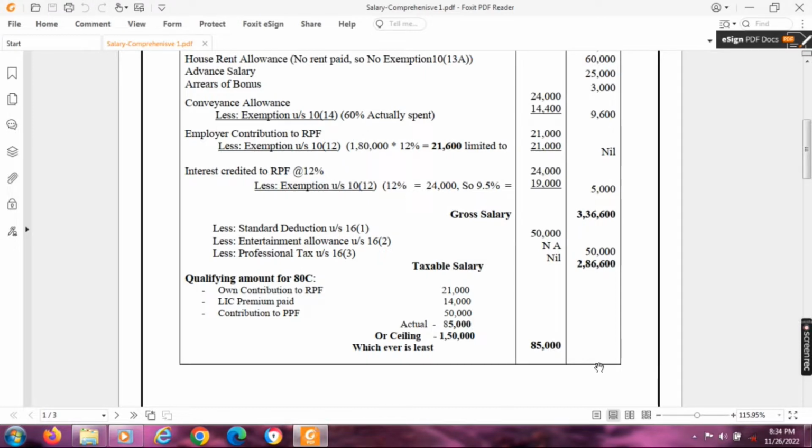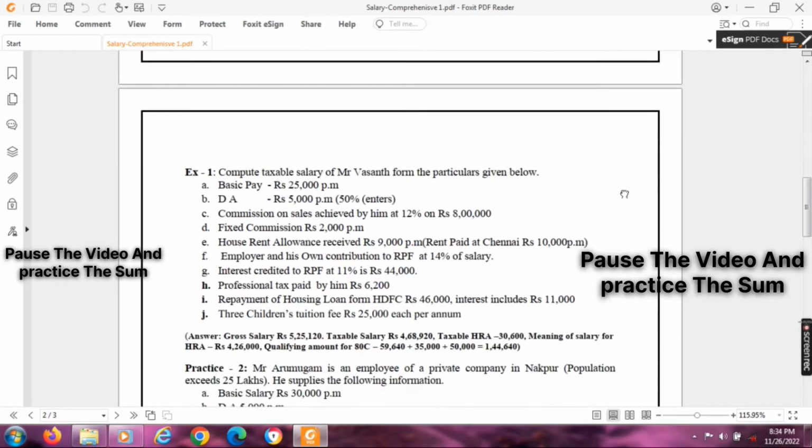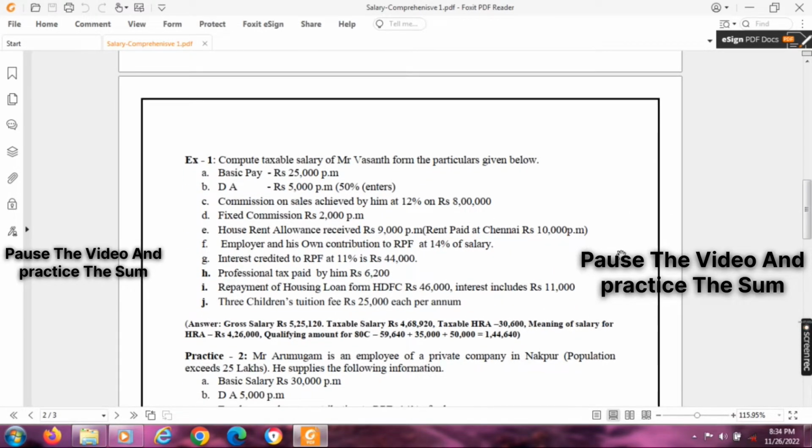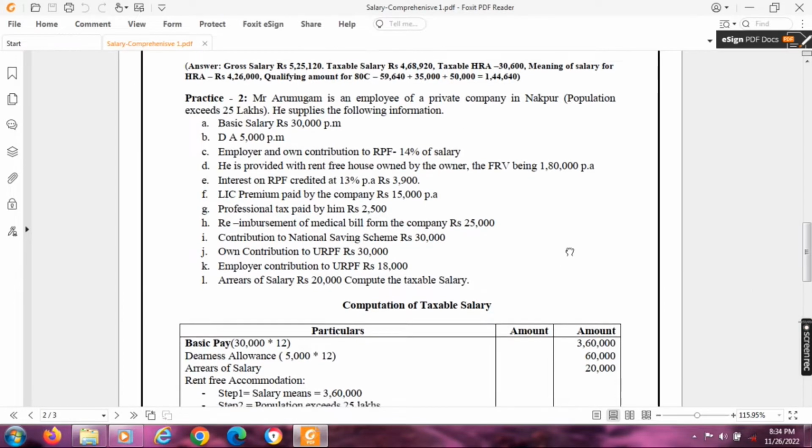In the same pattern, the listeners can practice exercise 1. Now we go for practice 2. Comprehensive salary problems, practice 2. Mr. Armugam is an employee of a company in Nagpur. Population exceeds 25 lakhs. He supplies the following information.